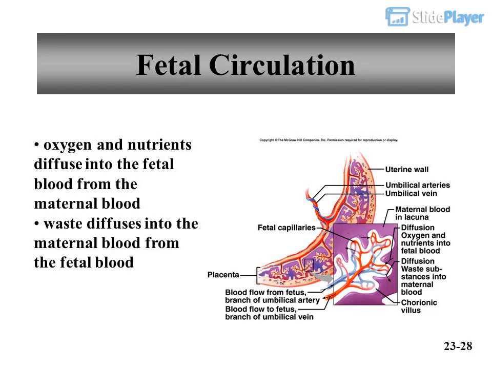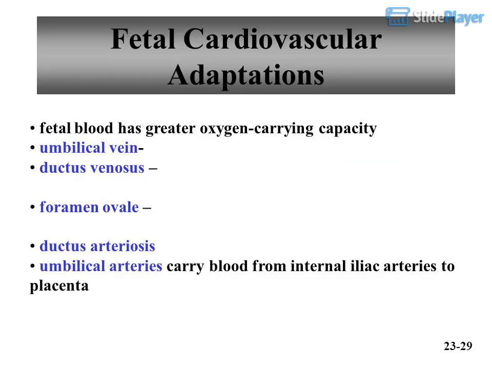23-27. Fetal circulation. Oxygen and nutrients diffuse into the fetal blood from the maternal blood. Waste diffuses into the maternal blood from the fetal blood. 23-28. Fetal cardiovascular adaptations. Fetal blood has greater oxygen-carrying capacity. Umbilical vein. Ductus venosus. Foramen ovale. Ductus arteriosus. Umbilical arteries carry blood from the internal iliac arteries to the placenta.